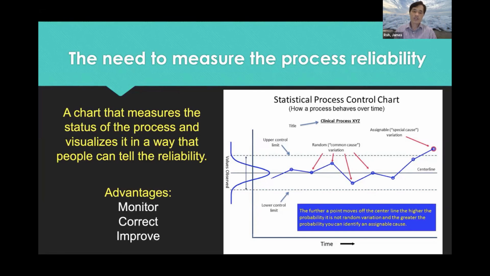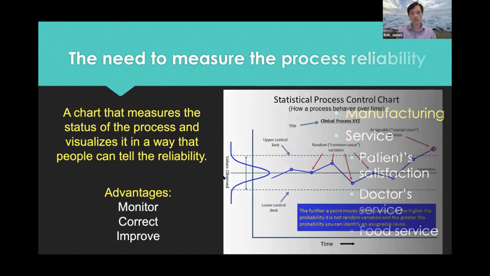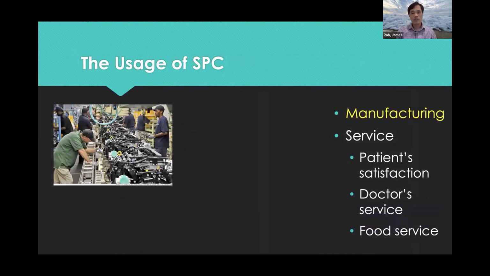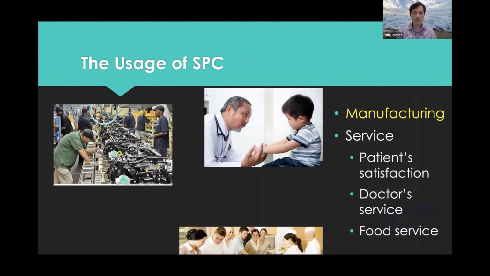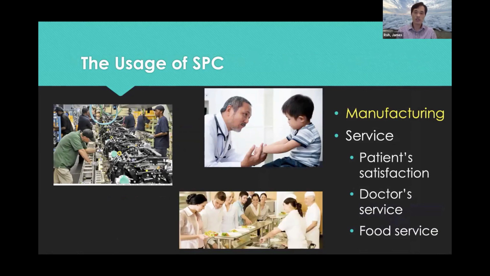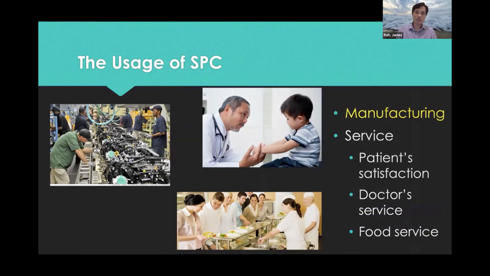So the advantages are you can monitor the process, you can correct the process, you can improve the process. Those are the advantages of this process control chart. And it can be used in many cases. It can be used in manufacturing, a doctor's office, or a restaurant, for quality and satisfaction. If you have any process and measure that, you can use a statistical process control chart.